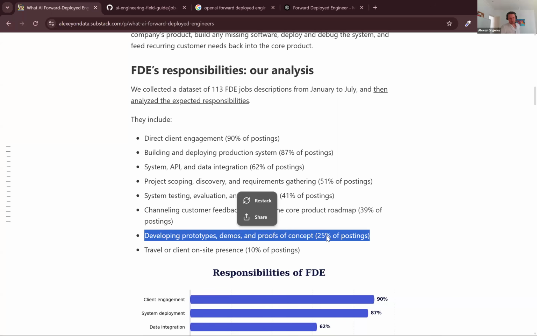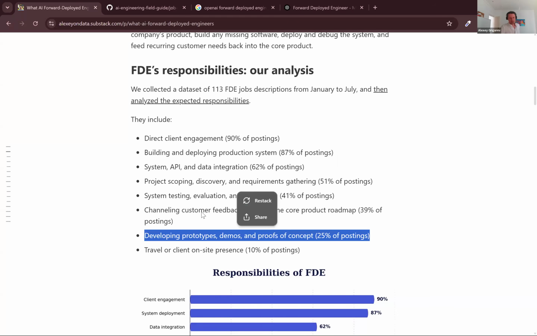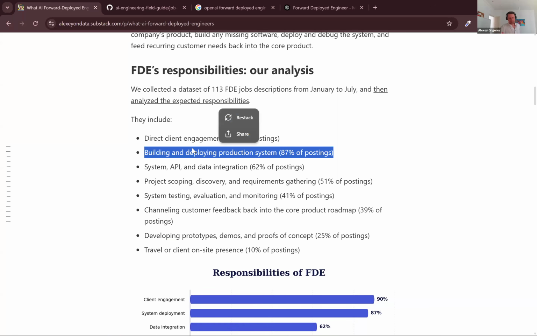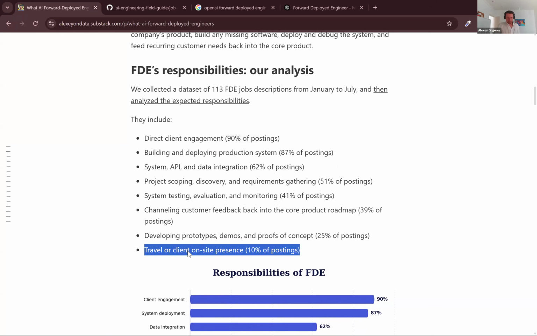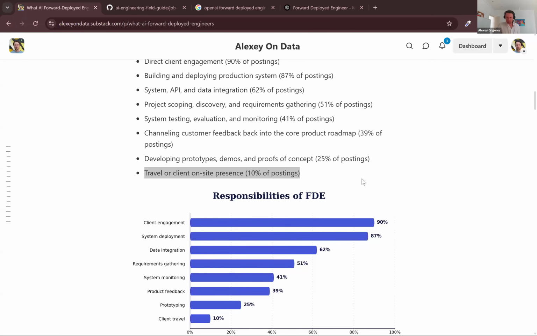Prototypes, not a lot of them. I think you probably do scoping, then you develop a prototype, and then you turn this prototype into a production-ready system, then you build and productionize it. Okay, so these are the main responsibilities, and the question was again, is there some data on which roles have converged into the FDE role?